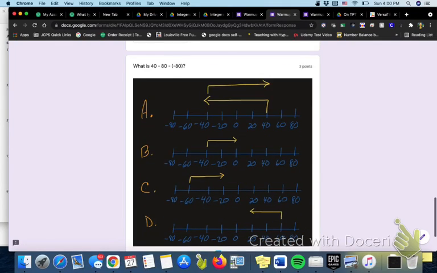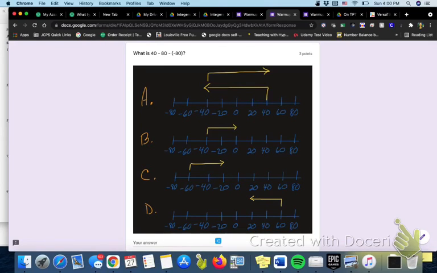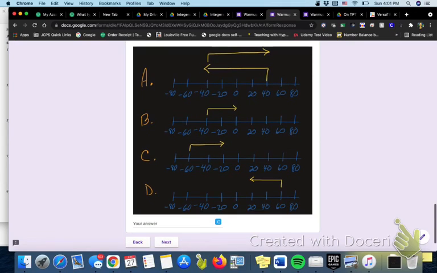And then last but not least, what is 40 minus 80 minus a negative 80? Again, we started out at 40. We took away 80, so we went to the left 80, but we took away that negative 80, which means we really just went back plus 80. That means we're right there at the 40 where we started. So the answer that you should put here is 40.